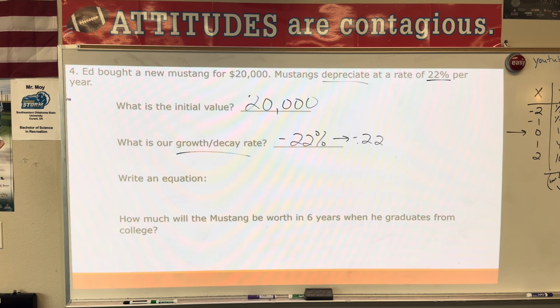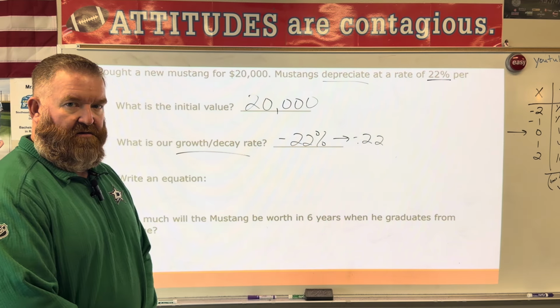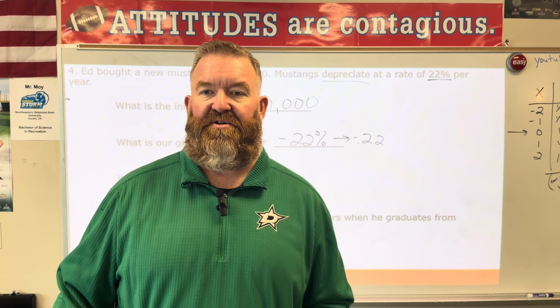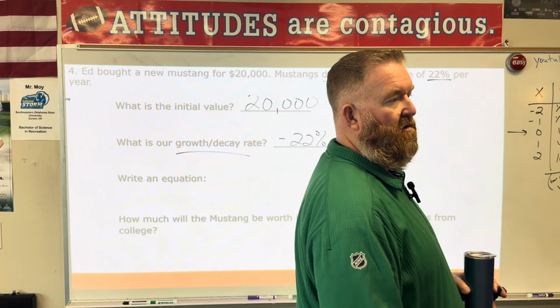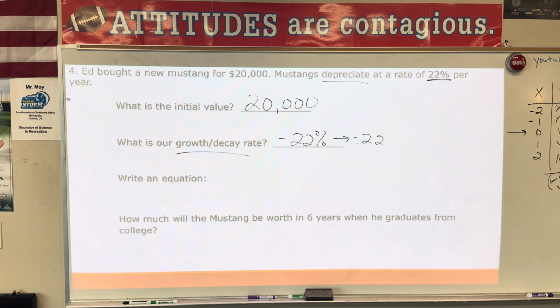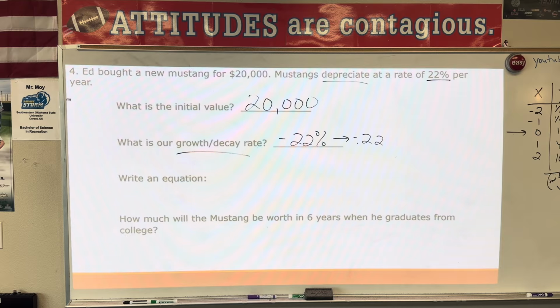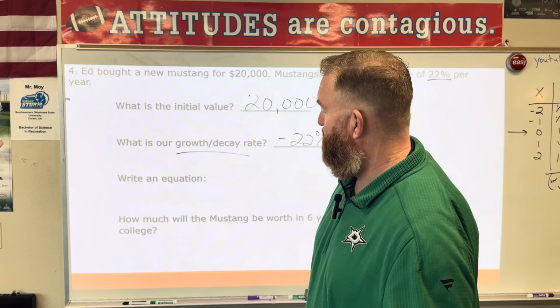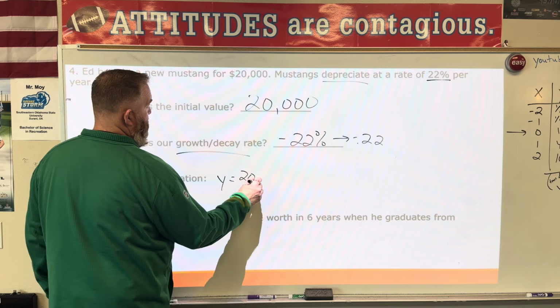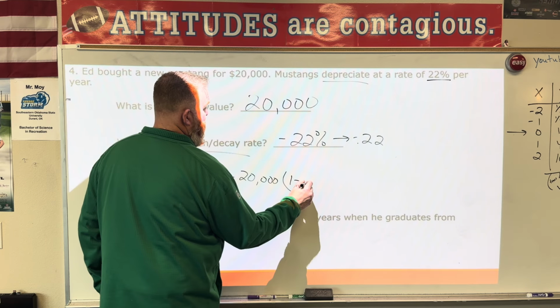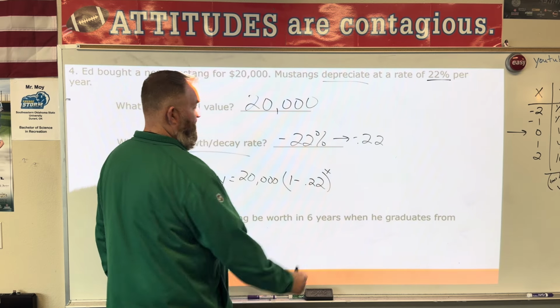Okay, go ahead and write your equation. Is this one going to be 1 plus, or 1 minus? 1 minus. So if you end up with 1.22 in your parentheses, you did it wrong. What is 1 minus 0.22? You could actually just write 1 minus 0.22 and it'll do it for you. Then tell me what the car is going to be worth in 6 years. Okay, hold on. Here's your equation. Y equals 20,000 times 1 minus 0.22 to the x, correct?